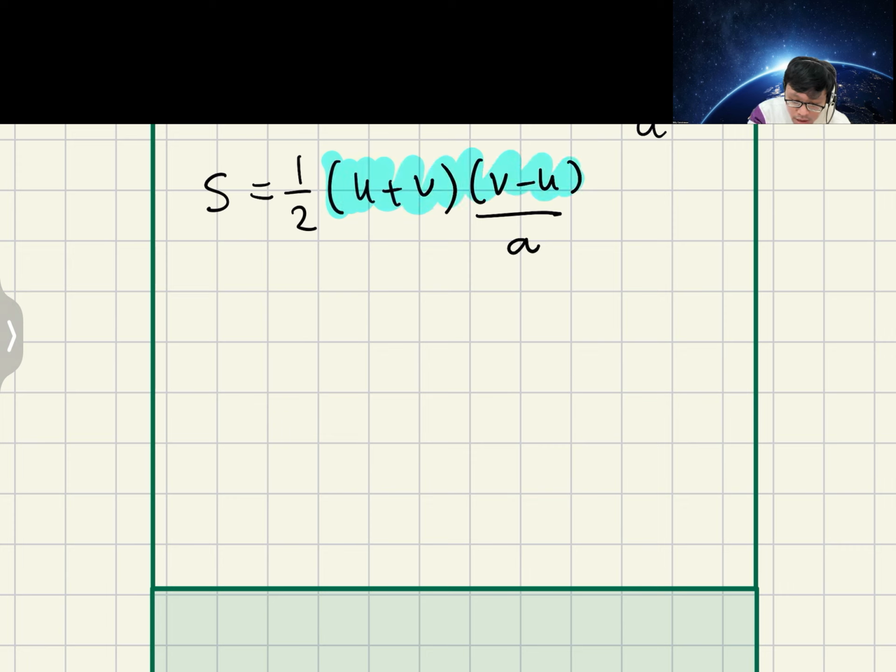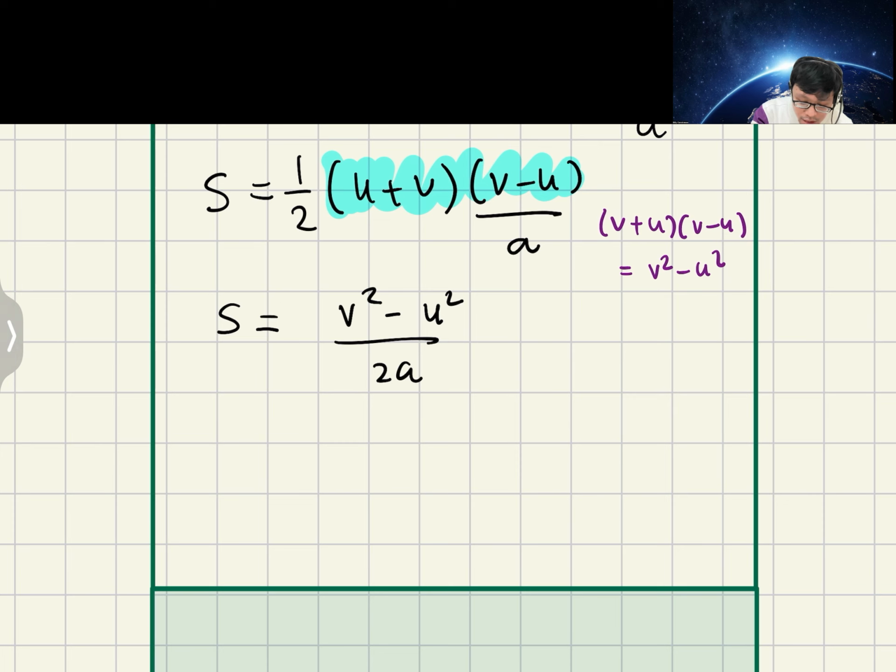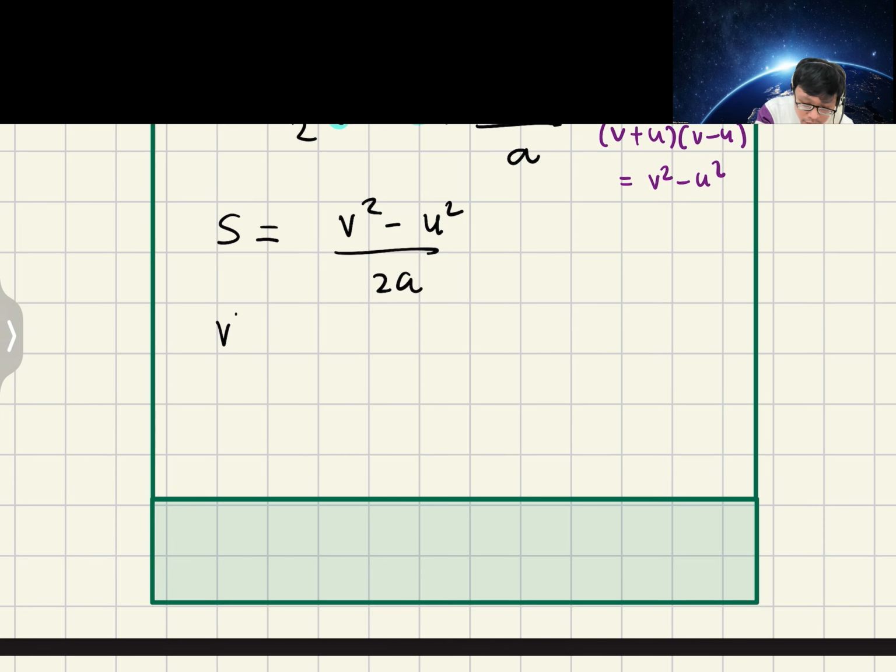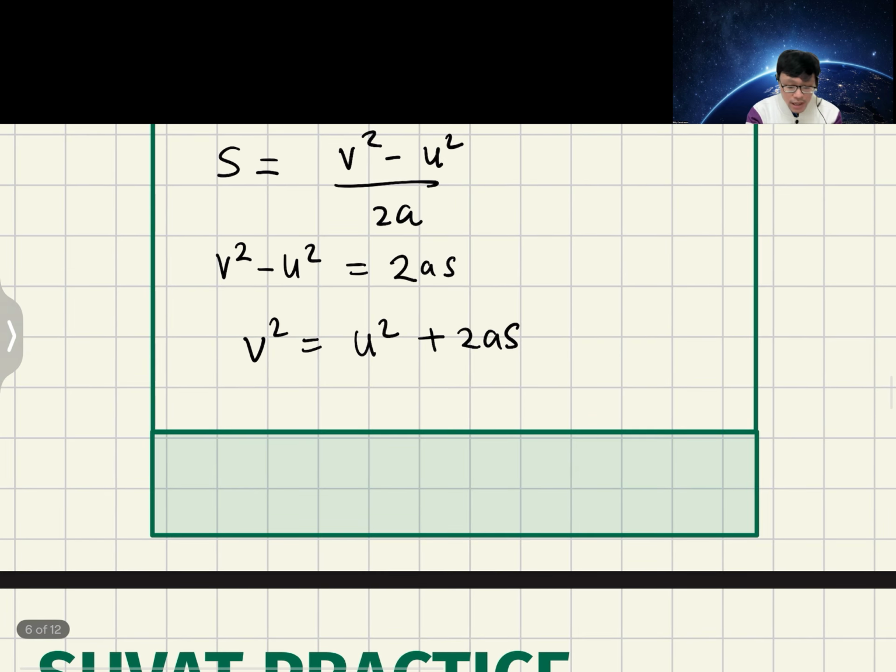Let me write down here. I can rearrange U plus V become V plus U, and then V minus U. This equals V square minus U square. So we get S equals V square minus U square over 2A. Now we can rearrange, becomes V square minus U square equals 2AS. So V square equals U square plus 2AS. Now this is the formula that does not involve time.